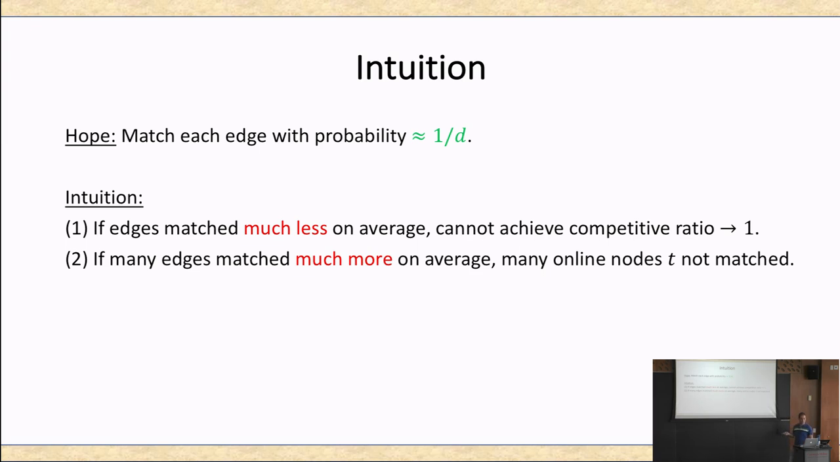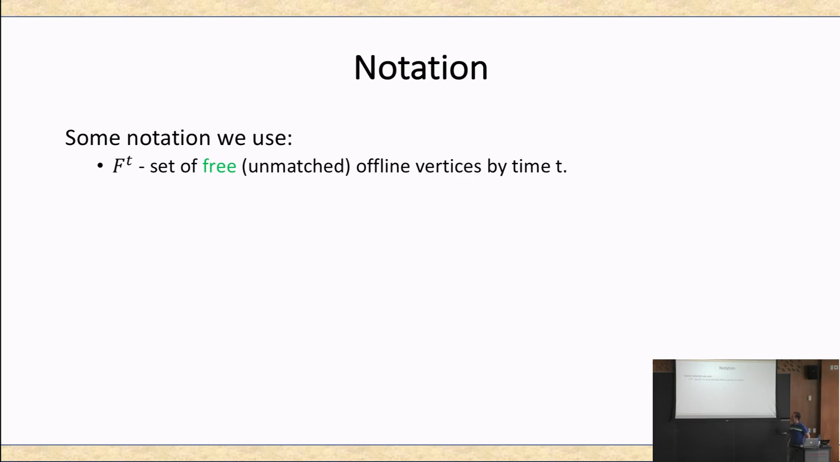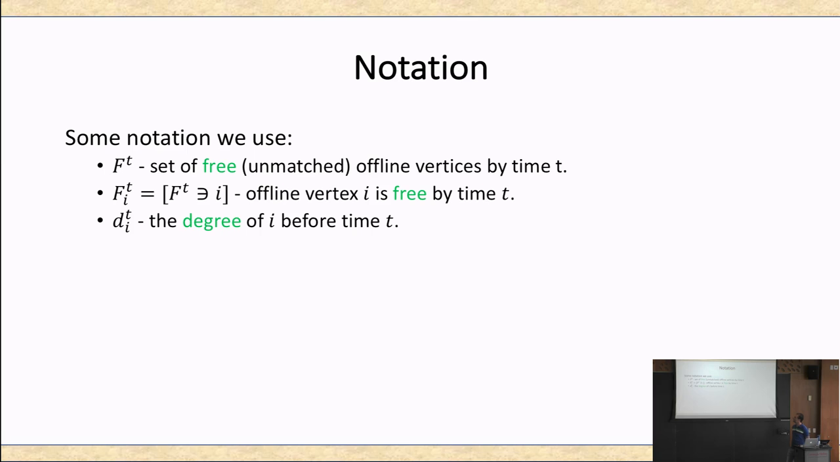Okay. Right. So before I start delving into the problems that our algorithm faces, let's maybe give a bit of notation, which will make things a bit easier. So the first notation we introduce is f of t is the set of free or unmatched offline vertices by time t. And f_t^i will be an indicator for whether or not i is free by time t. Right. And d_t^i will be the degree of i before time t. So I think the first two notations should be simple enough.